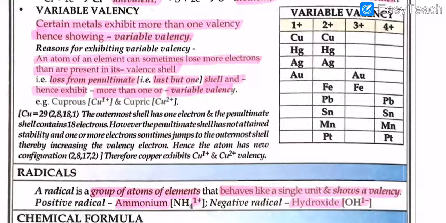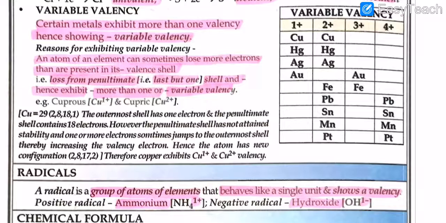You can just say a radical is an element or a group of atoms that behave as a single unit. As a single unit. And they also show a valency. So 1 plus, 1 minus, all of these are basically radicals. They are a single unit, but they also show a valency at the same time.